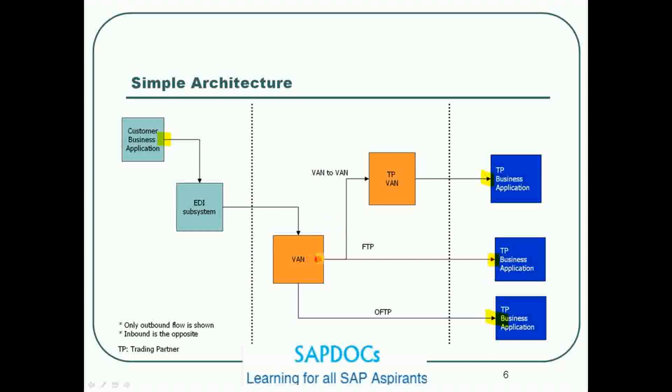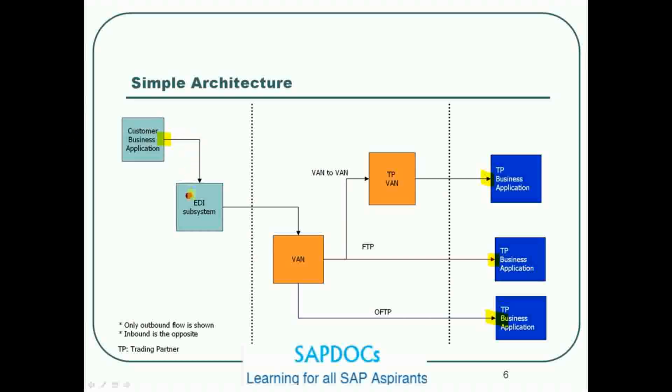Let's say there is another trading partner, another supplier who does not do communication through the VAN interconnect. Rather, he prefers to do FTP. So your VAN takes the EDI document and sends it by FTP to the supplier or trading partner. There may be another supplier who prefers OFTP, so you send the data through OFTP.